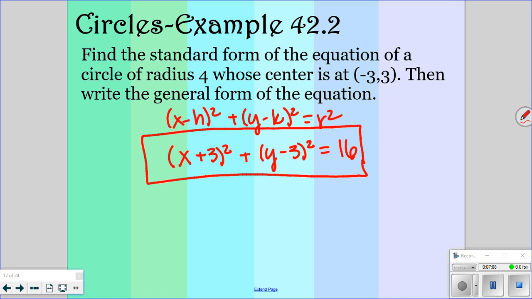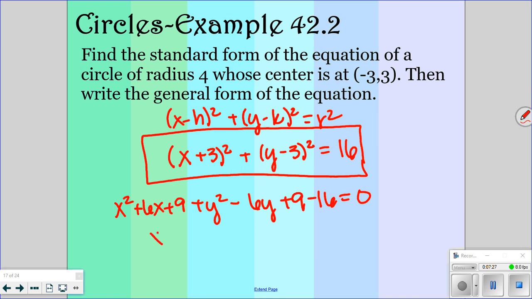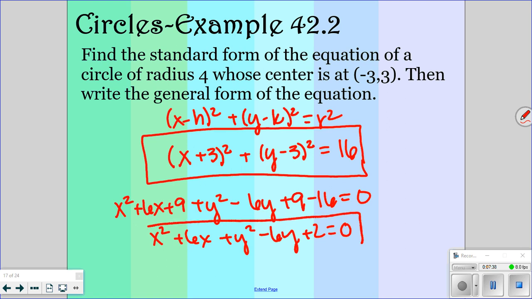Then to put it in general form, you're going to have to distribute everything and set it equal to 0. So we're going to say x squared plus 6x plus 9 plus y squared minus 6y plus 9, and then minus 16 equals 0. And then if you combine your like terms, you'll have x squared plus 6x plus y squared minus 6y, and then plus 2 equals 0. So that would be putting it into general form.